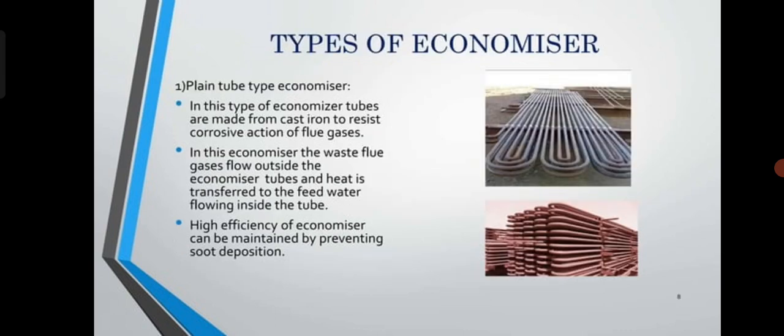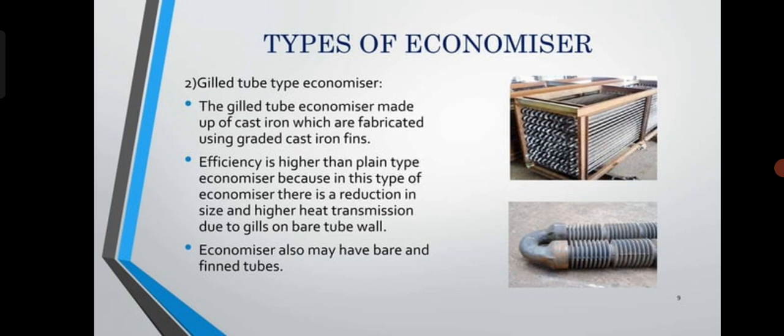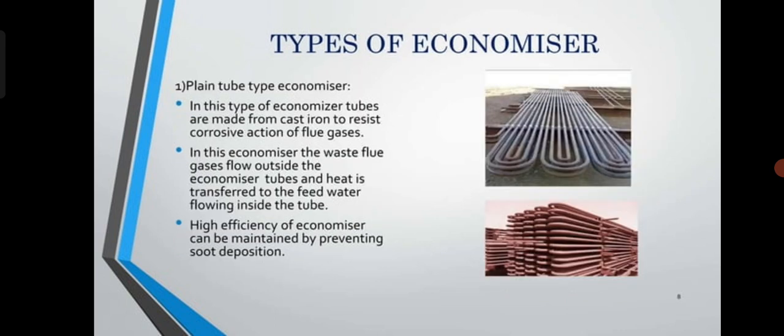Types of economizers. There are two types: plain tube and gilled tube economizers. In the plain tube type, tubes are made from cast iron to resist the corrosive action of the flue gases. In economizers, waste flue gases flow outside the tubes, and heat is transferred to the feed water flowing inside the tube. Higher efficiency of economizers can be maintained by preventing soot deposition.